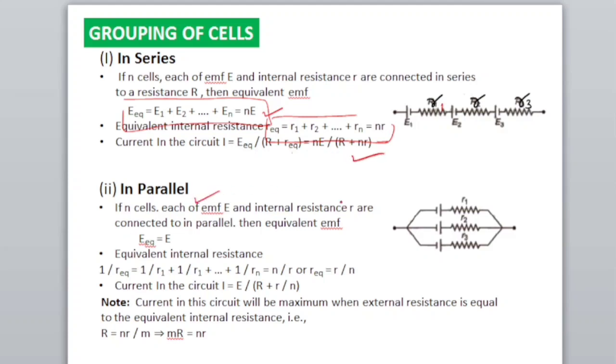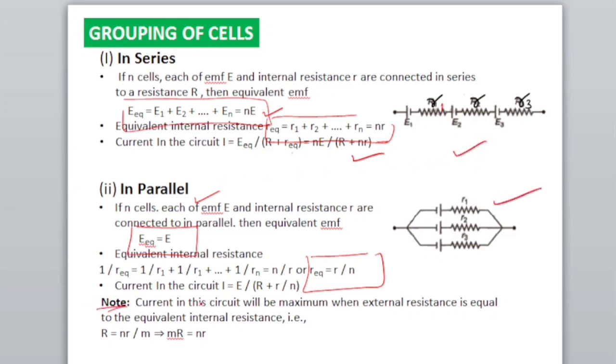In parallel combination, suppose a large number of cells are connected in parallel, then E equivalent is equal to the EMF of one cell, and 1 by r equivalent equals 1 by r1 plus 1 by r2 plus 1 by r3. If all have the same resistance, then r equivalent equals r by n. This one is a very important relation. The current in the circuit is I equals E by R plus r by n. So you must know about series and parallel conditions.